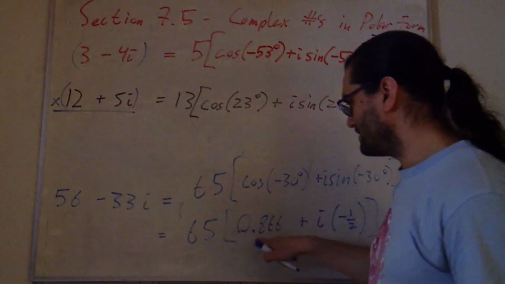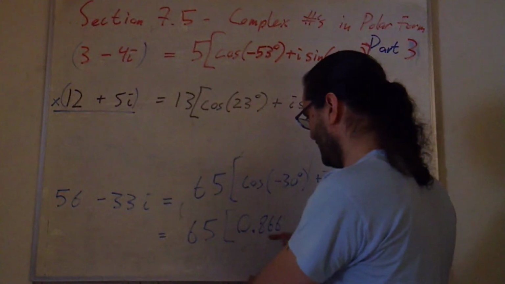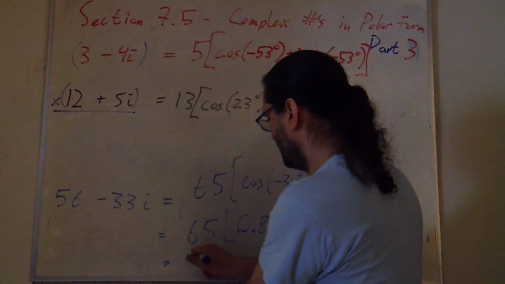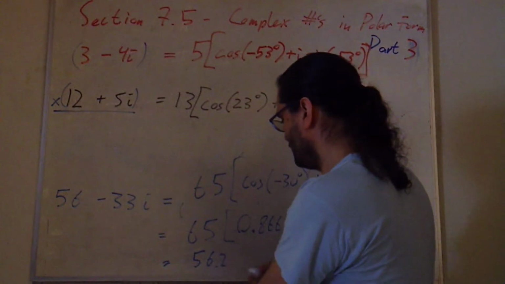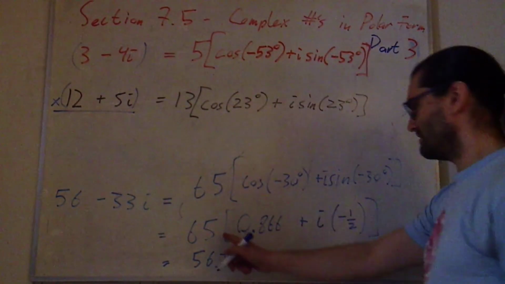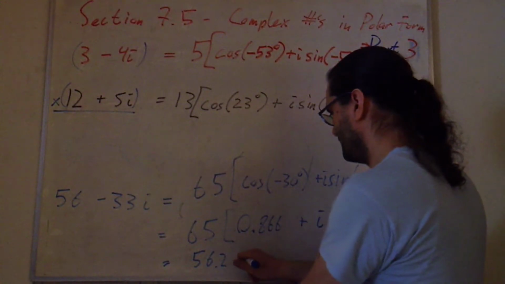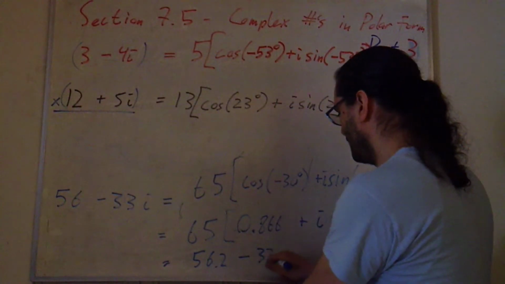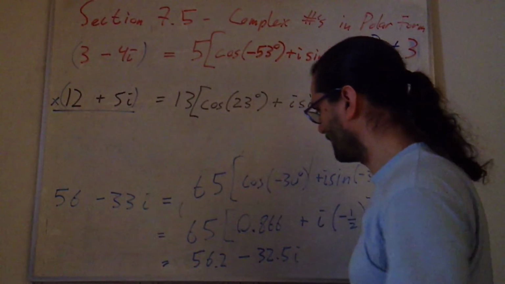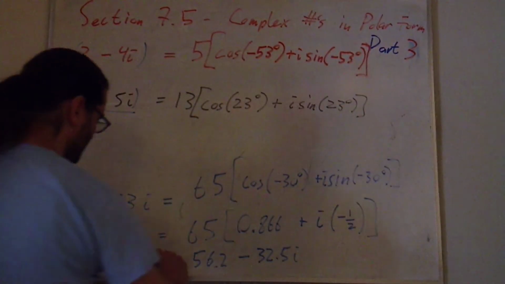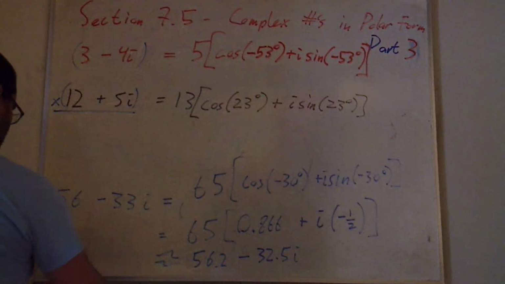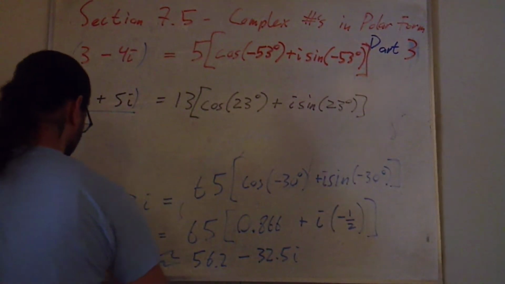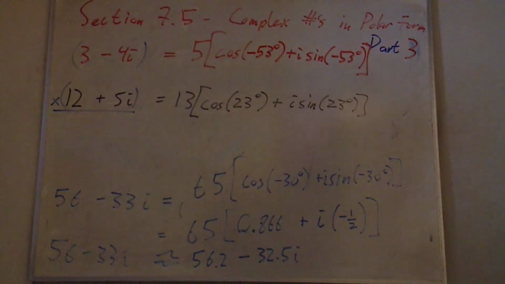The product of 65 and 0.866 is 56.2. And 65 times negative 1/2 is negative 32.5i, which is approximately equal to 56 minus 33i. So checks out. Both ways I do this, it's giving me approximately the same answers.